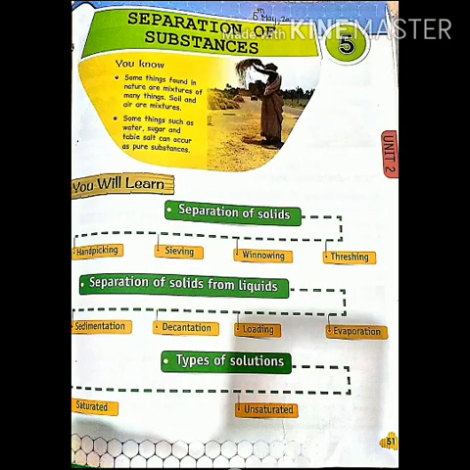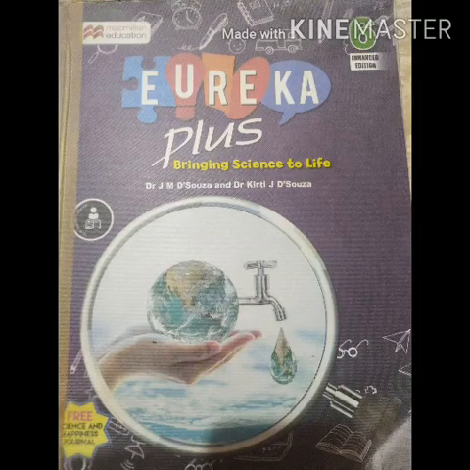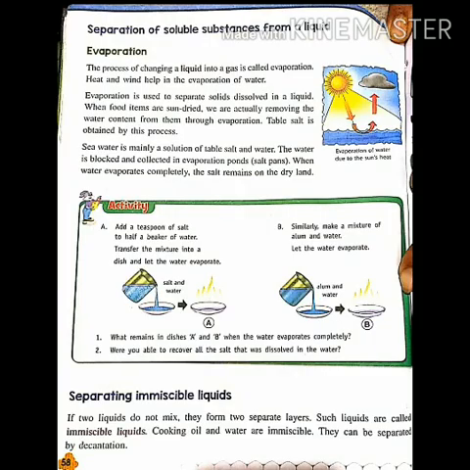Okay, coming back to science class. Today, I, your Jyotika ma'am, will continue chapter 5, Separation of Substances from your science book Eureka Plus. Till now, you have completed till page 57. That was the loading topic and LM activity. Today, we will start from page 58. That is the separation of soluble substances from a liquid.